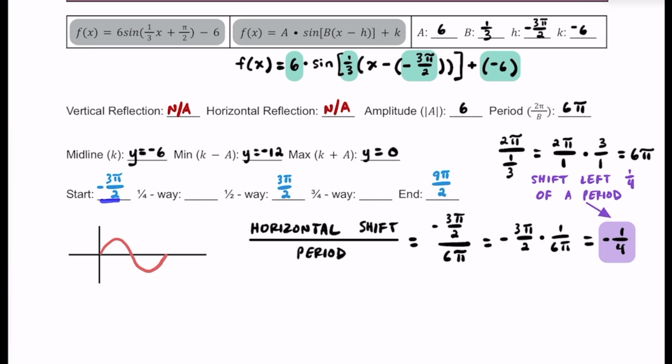Well, between here and here, it's a total of 3 pi, right? So half of that is going to be 1.5 pi. So if you add 1.5 pi to here, or you take away 1.5 pi from here, we're actually going to end up at 0 over here.